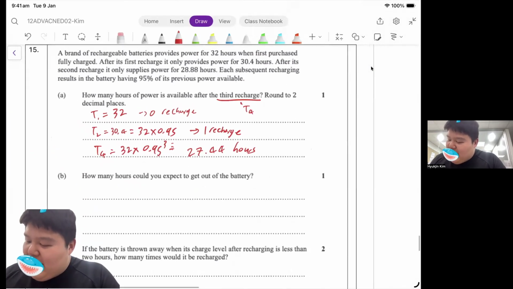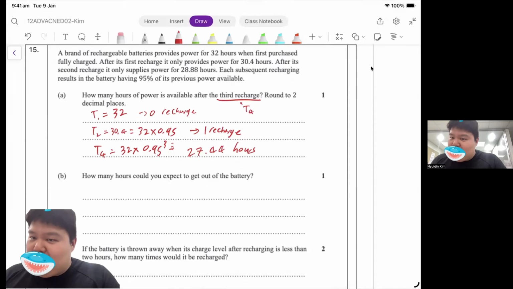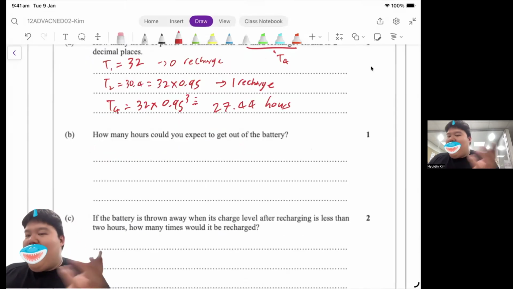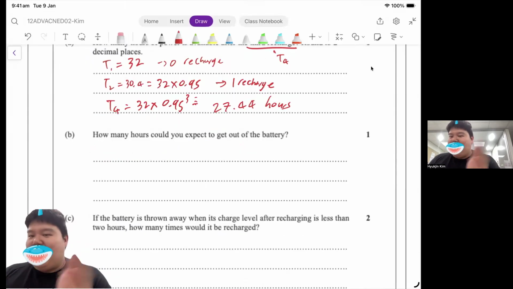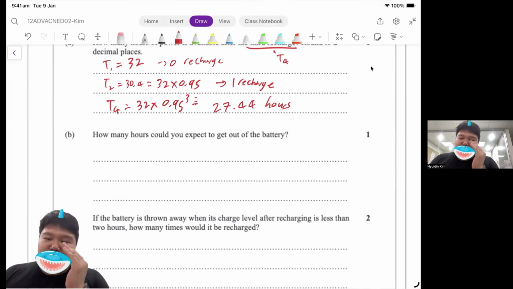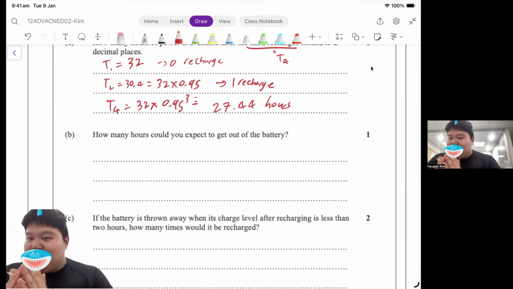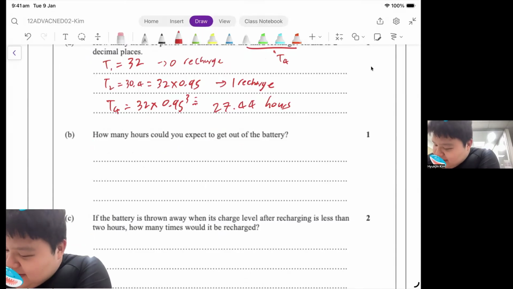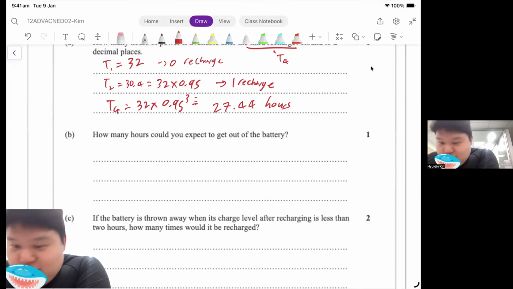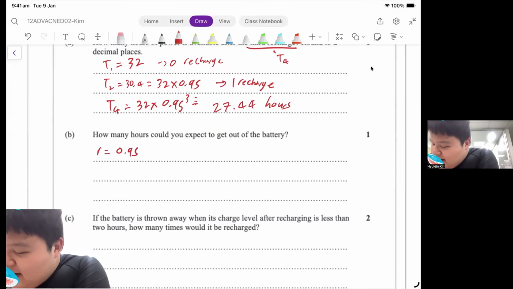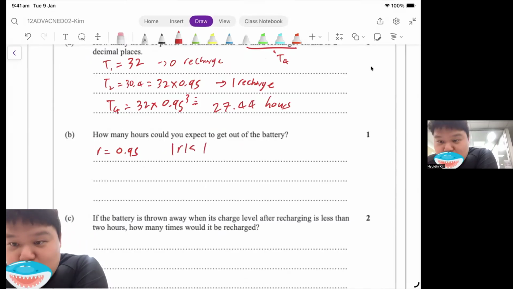Now, question B, how many hours could you expect to get out of the battery? They're asking me how many recharges, however many times I do it, doesn't matter. What will it add up to in total? Okay, so now that's saying, oh, well, what do we notice? The ratio is 0.95, which is just less than 1.